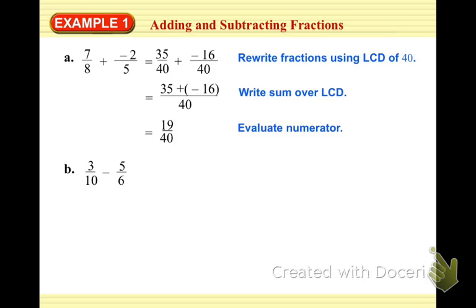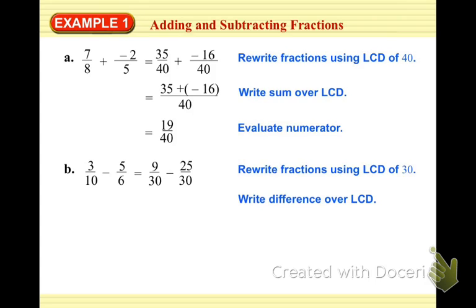Let's try another. If we have 3 over 10 minus 5 over 6, we're looking for the lowest common denominator between 10 and 6. Remember, you can use a ladder if you're not sure. The lowest common denominator is 30, so we'll multiply the first fraction by 3 over 3 and the second fraction by 5 over 5, so that our new fractions are 9 over 30 minus 25 over 30.